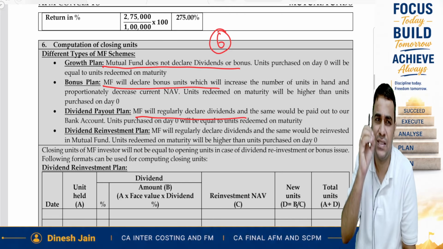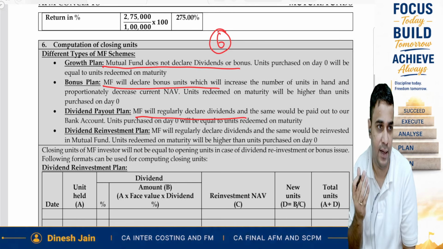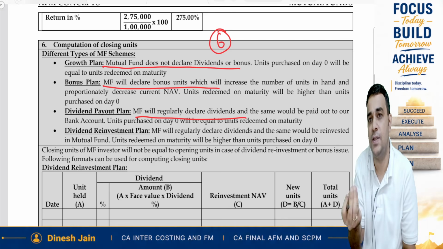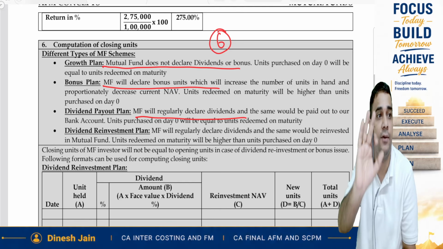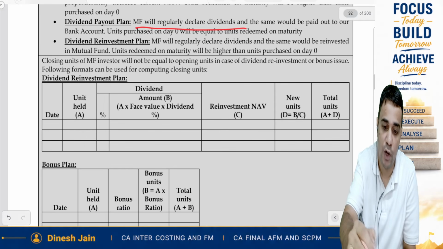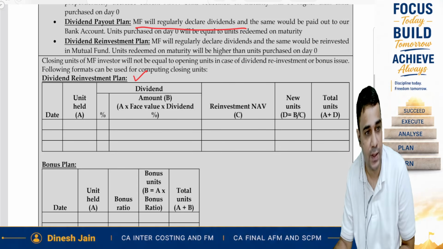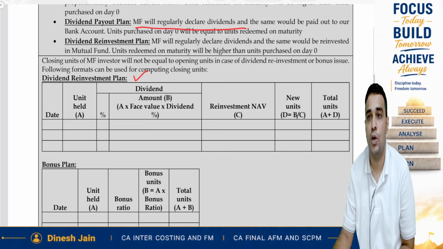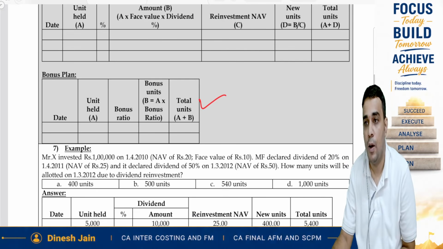All of this will have some impact on NAV. You will understand that as we proceed, because I have not explained how NAV is calculated, and I can't do that area without doing this. So there is linkage. Some concepts you will better appreciate once the entire chapter is done. But as of now, they will give the NAV in the question. This is your format for reinvestment plan: date, opening units, dividend percentage, total dividend, reinvestment NAV, new units, closing units. This is your bonus plan: date, units held, bonus ratio, bonus units, and closing units.